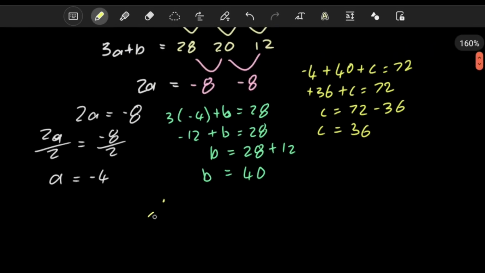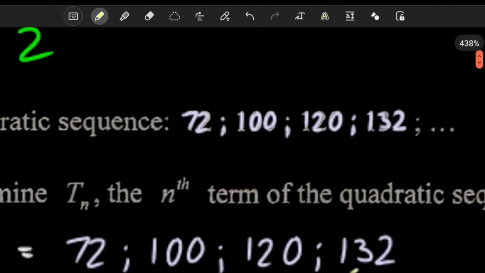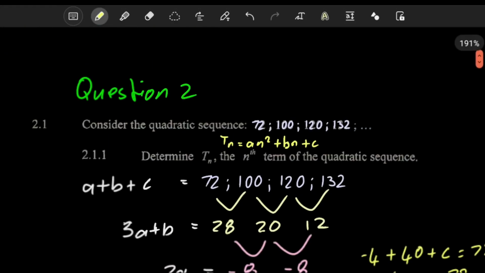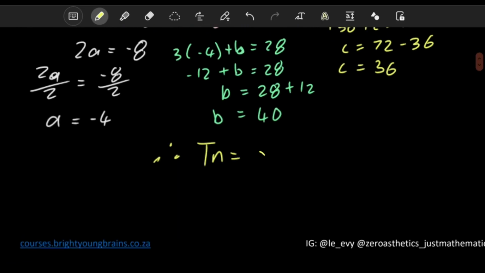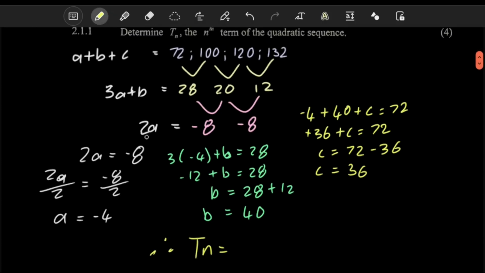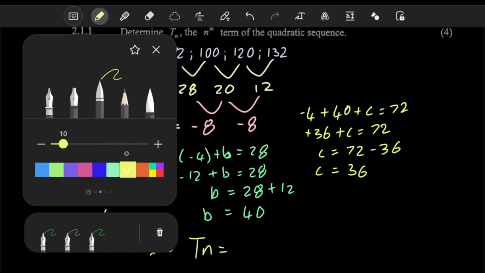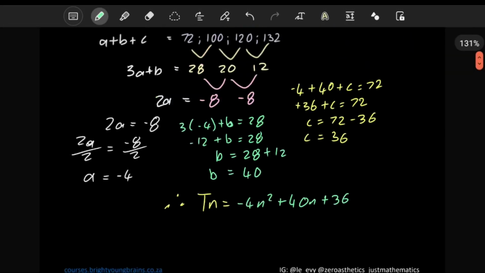So anyways, in terms of getting your nth term, whenever they ask for the nth term, we know that they're asking for an equation in that format. So here you're going to have your Tn. You have a value for a, b, and c over there. So let's just throw that in and move on. There you go. There's your general term.